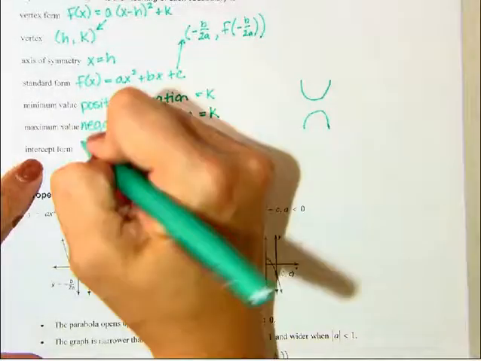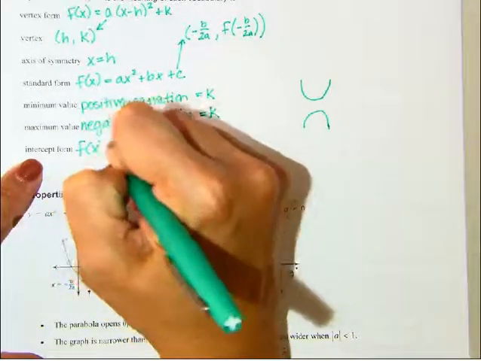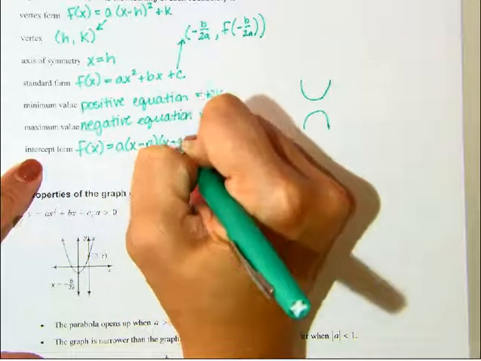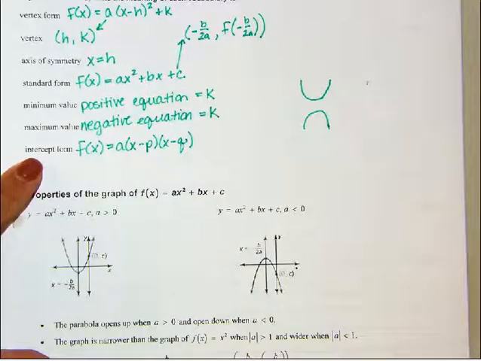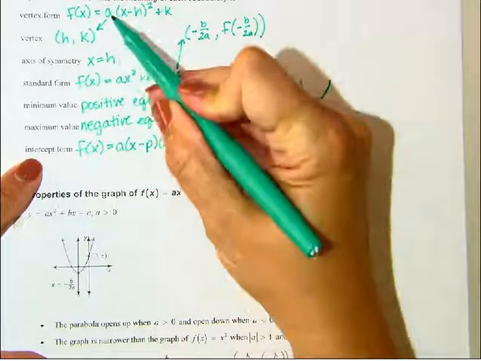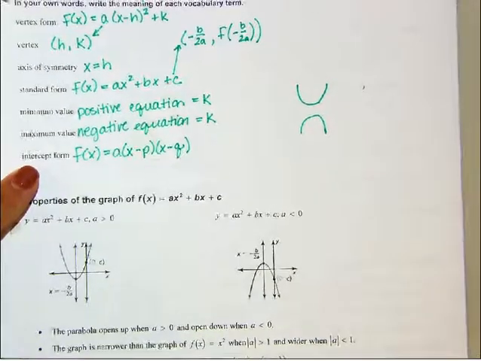Now the intercept form of a function looks like this: a times x minus p times x minus q. P and q are the x-intercepts. If you notice, all three of these forms have an a in them. Those xy table numbers, the 1, 1, 2, 4, 3, 9 that I told you to memorize, that's the number that you multiply the y values by.